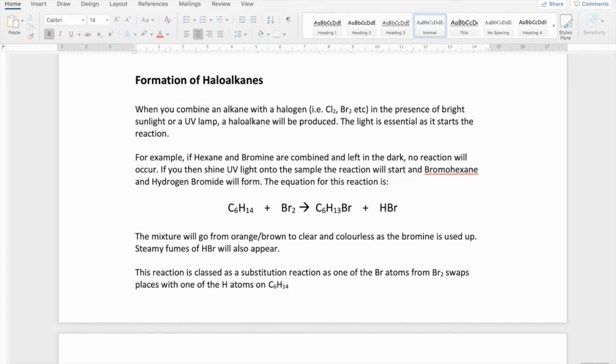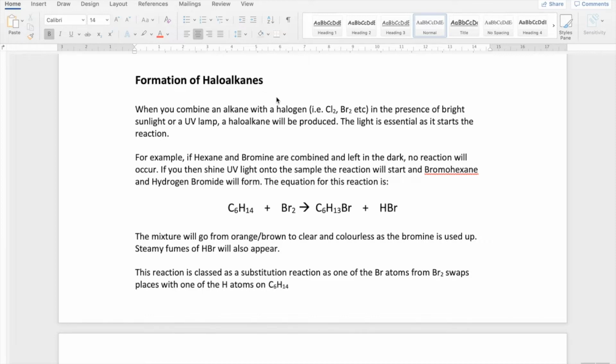So we're going to move on to the second part of the haloalkanes topic. We're going to look at formation of haloalkanes, so carrying out reactions with the aim of producing a haloalkane at the end of it. Now, this part of the topic introduces the first organic reaction mechanism that you're going to encounter during your A-level course.